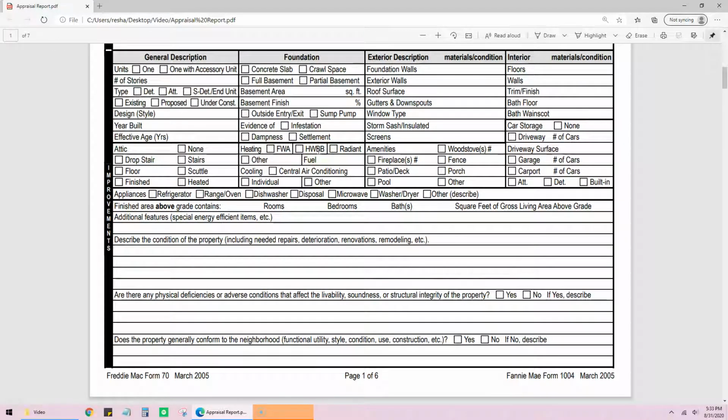So improvements to the home. This is the general description, foundation, exterior description, what's going on with the roof, the walls, the interior, the finishes, what type of appliances are there, describe the condition of the property, any physical deficiencies or adverse conditions with the livability, soundness, and integrity of the home. Does the property generally conform with the neighborhood?